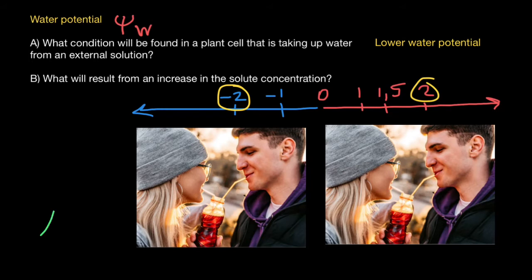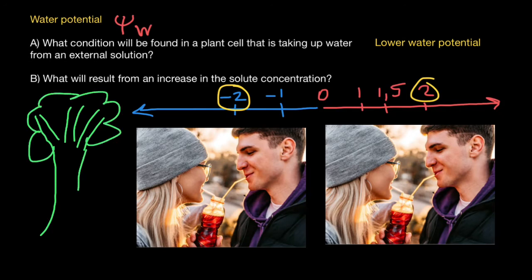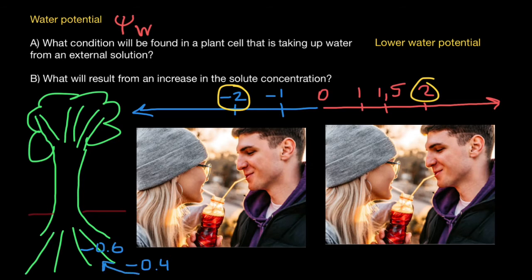Now, a life example. Imagine that this is a tree. Here are the branches, and here's a crown, and here's a root system. And let's say this is the soil. And let's say in the soil we have water potential which is -0.4. In order for water to penetrate the root system, in the root system water potential has to be lower, for example, -0.6. Then water would go into the roots. If we have these numbers reversed, for example, in the root system water potential is -0.4 and in the soil -0.6, then water would go from the roots to the soil.